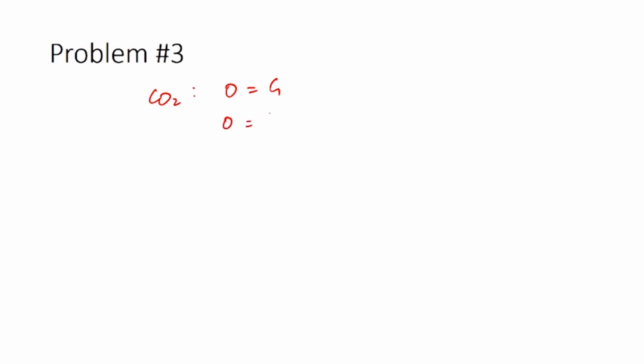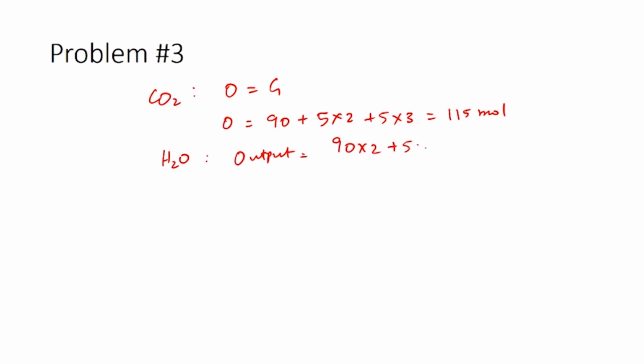So, output would be equal to 90, which is the number of moles of carbon dioxide generated by combustion of methane, plus 5 times 2, which is the number of moles generated by combustion of ethane, plus 5 times 3, which is the number of moles generated by combustion of propane. So, the total number of moles of carbon dioxide present in the stack gas would be 115 moles, and similarly we can do the calculations for water, and output for water would be 90 times 2 plus 5 times 3 plus 5 times 4, giving us the total number of moles of water as 215 moles.